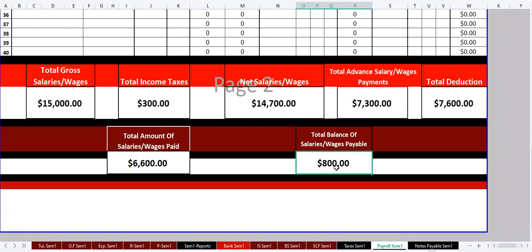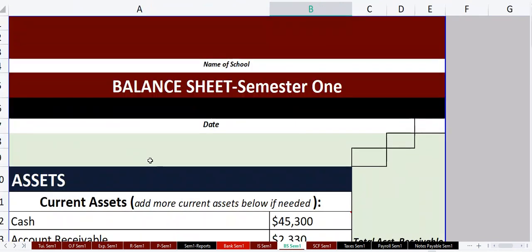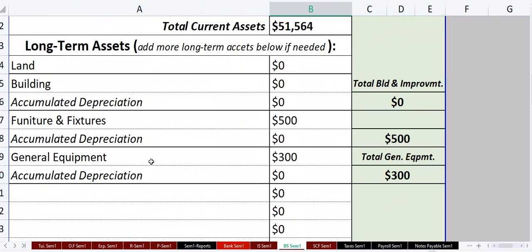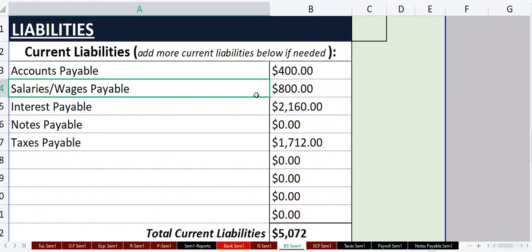Now if you come back to our balance sheet here, if we check there for wages or salary payable, you will see something there. Yes, wages, salary payable, $800. That's what we have here. Now the interest on the bank account, the 2,160, as you can see, appears here, and you see the taxes that were paid, 1,712, all here.